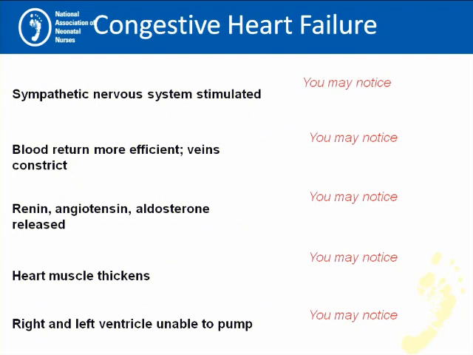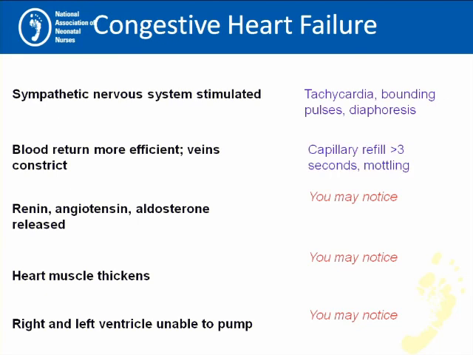In the physiology and presentation of congestive heart failure, there is decreased blood pressure, which stimulates the sympathetic nervous system to increase the heart rate, blood pressure, and cardiac muscle contractility. This decreases cardiac output, which causes tachycardia, bounding pulses, and diaphoresis. Catecholamine released from the sympathetic nervous system causes more efficient blood return to the heart and also causes veins to constrict. This decreases circulation to the skin, kidneys, and extremities, which causes poor perfusion, capillary refill greater than 3 seconds, and mottling on extremities.